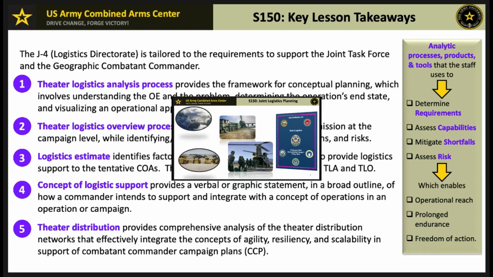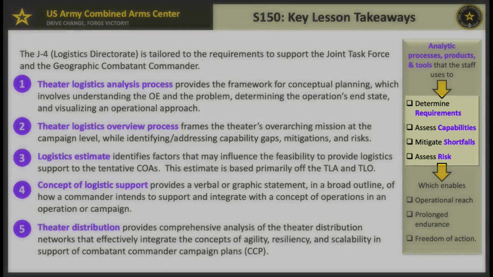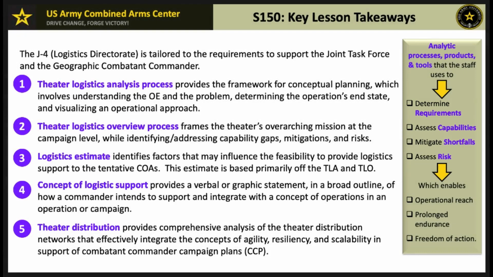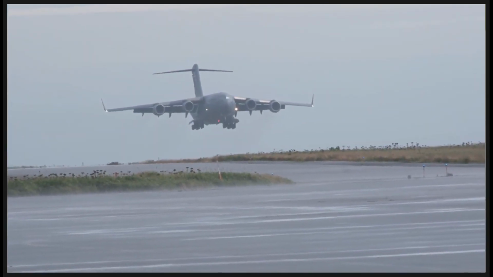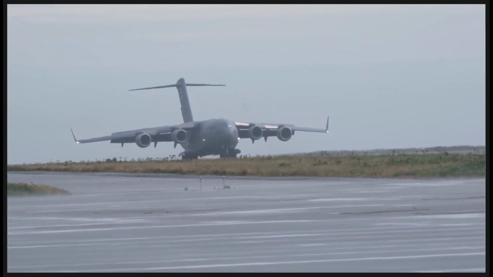This slide emphasizes key takeaways from your S150 lesson. Joint logistics planning enables staff members to determine requirements, assess capabilities, mitigate shortfalls, and assess risks using various tools. Understanding these processes supports freedom of action, operational reach, and prolonged endurance in joint operations, which is crucial for sustainment efforts across a theater.